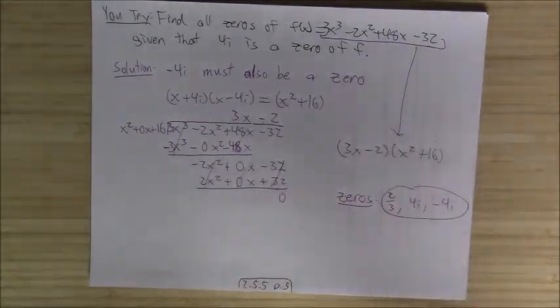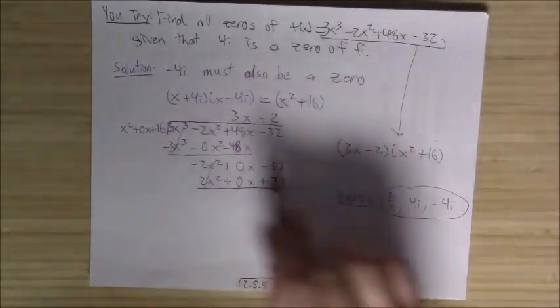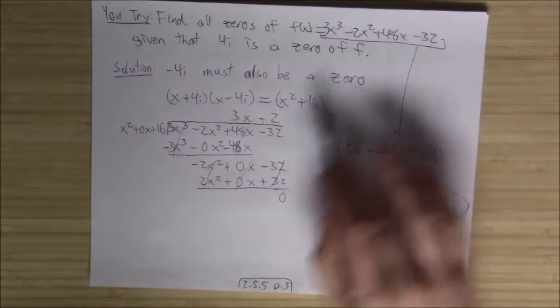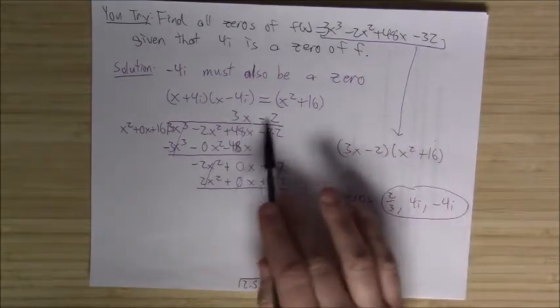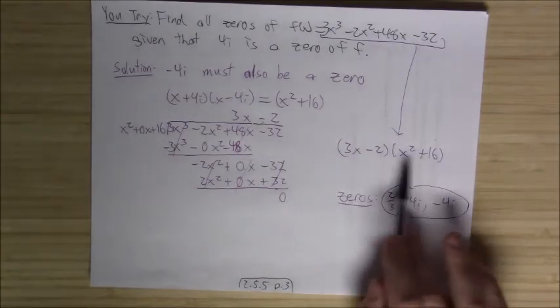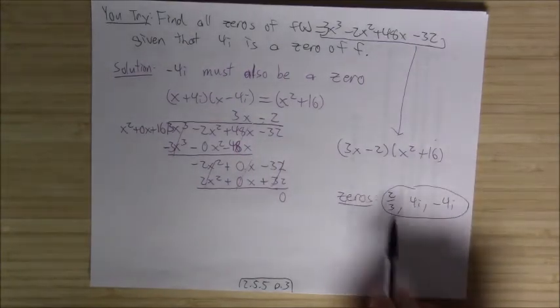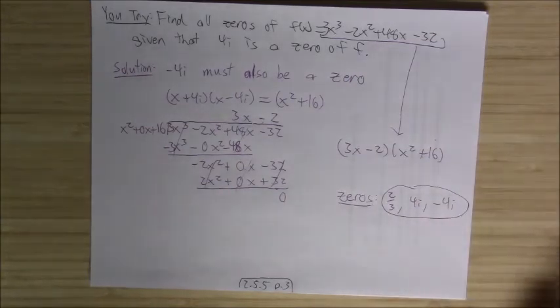Put them together, you get x squared plus 16. This is our irreducible quadratic. Divide it out, and you get 3x minus 2 as the other factor. So this must be able to factor into this, which means that x equals 2/3 must be our other zero. And so putting them all together, we have that.